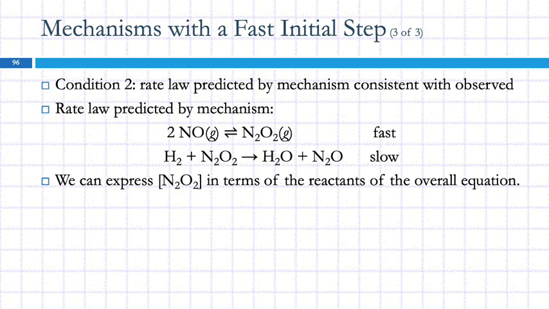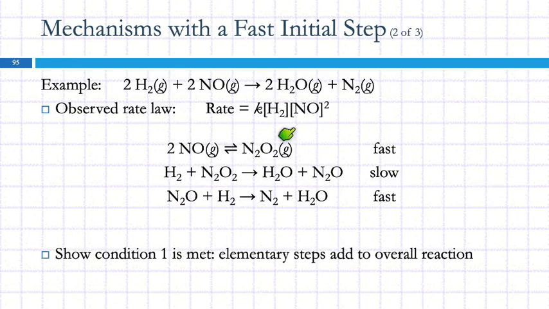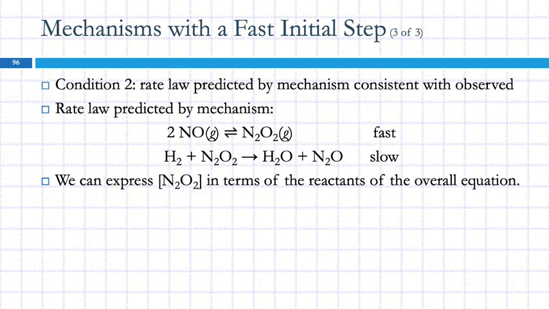So for condition 2, we need to have the rate law predicted by the mechanism be consistent with the observed rate law. So this was the observed rate law. Here we have a fast first step, a slow second step. After this slow step, we don't need to think about anything else that happens after that, right? It's literally all downhill from there. So that's why on this slide, they're just showing us the first two steps, up to the slow step.